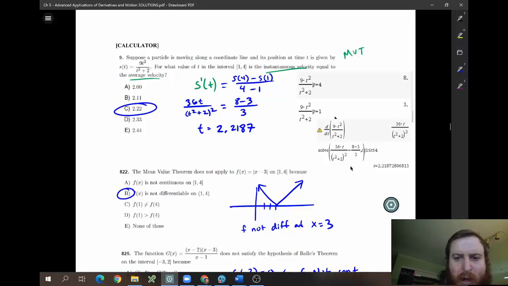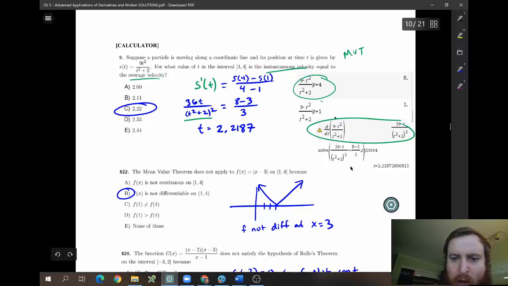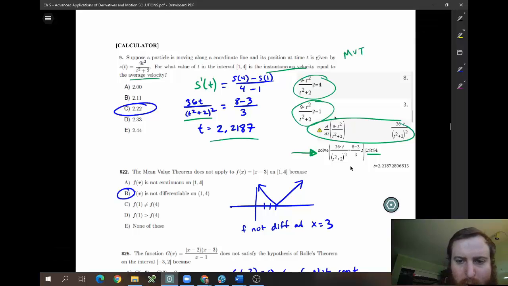So I did the derivative on my calculator right here, and I got 36t over t squared plus 2. That's on the left side. Then on the right side, I just plugged in t at 4, we got 8, and t at 1, we got 3. And then we did the solve button. So we did solve of all of that, and then make sure you do the interval, and we got t equals 2.2187.